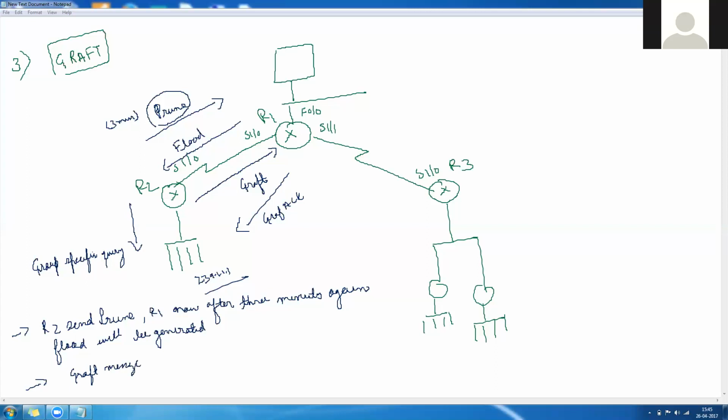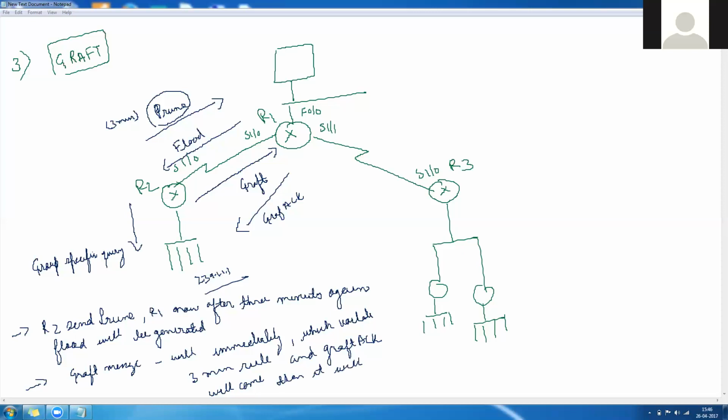As I have told you what graft message will do, it is going to send a graft message immediately, which violates the 3 minutes rule. Okay, and the graft ack will come, the graft acknowledgement will come, then it will start flooding the multicast packet.